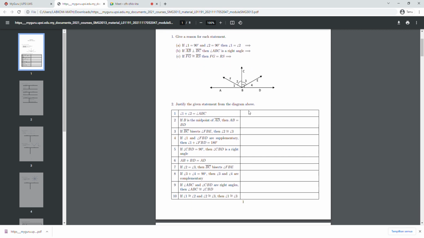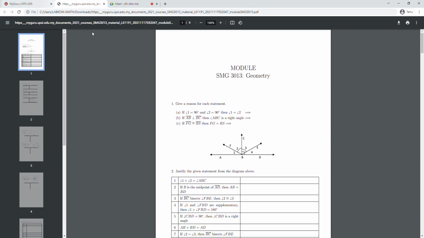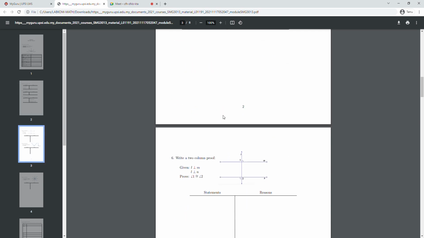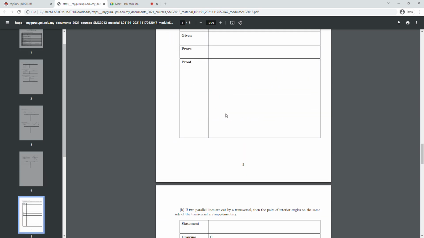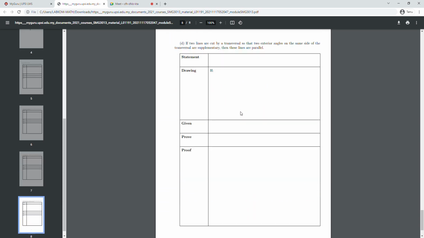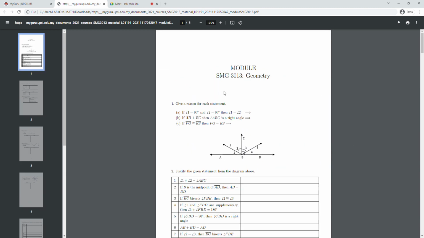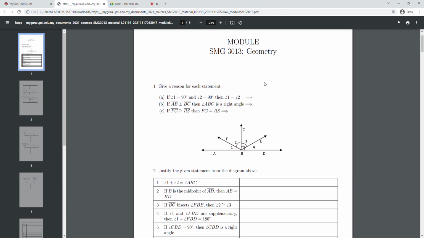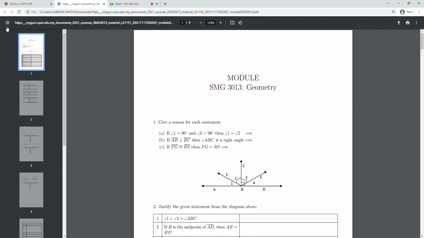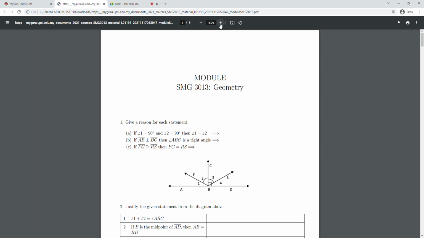Saya buka je soalan lagi. Ada tak yang dah try buat? Oops.